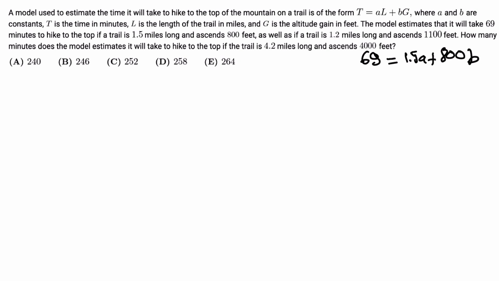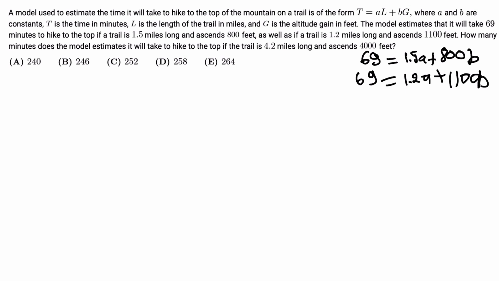As well as if a trail is 1.2 miles long and ascends 1100 feet. So we have our second equation now, and that is 69 is equal to 1.2A plus 1100B. How many minutes does the model estimate it will take to hike to the top if the trail is 4.2 miles long and ascends 4,000 feet?